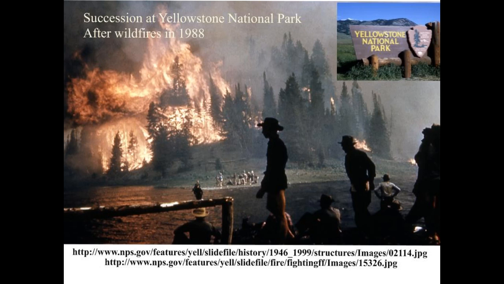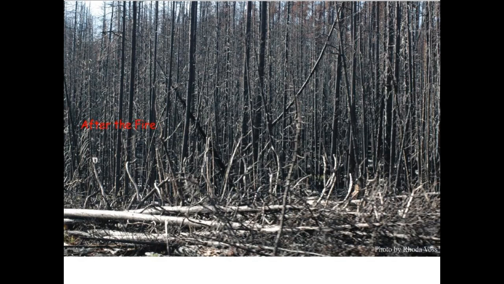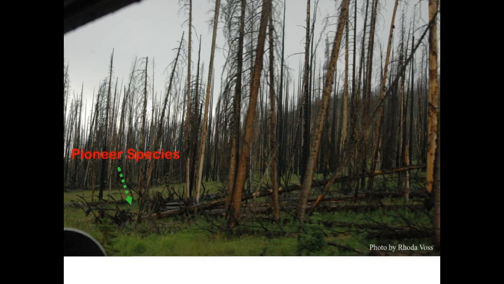A good example of succession can be seen at Yellowstone National Park. If you've ever been to Yellowstone National Park, in 1988 they had massive wildfires where millions of acres were burned. And the following pictures were actually taken at Yellowstone National Park a few years ago. Immediately after the fire, you can see all of the organisms are dead and burned, and there's no life whatsoever. The first thing that we'll see is the evidence of pioneer species, small grasses, small ferns, and so on in the area.